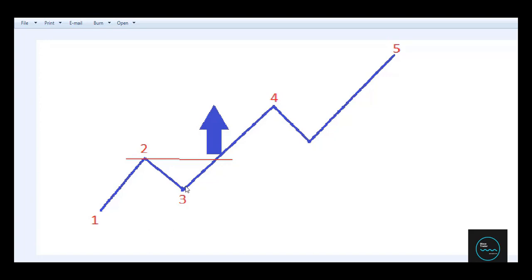But the best place to enter is usually between the second and the third wave. So anywhere between point 2 and 3, in other words, between this number 3 here and this line here, is the best place to enter a trade. So I want to show you that.